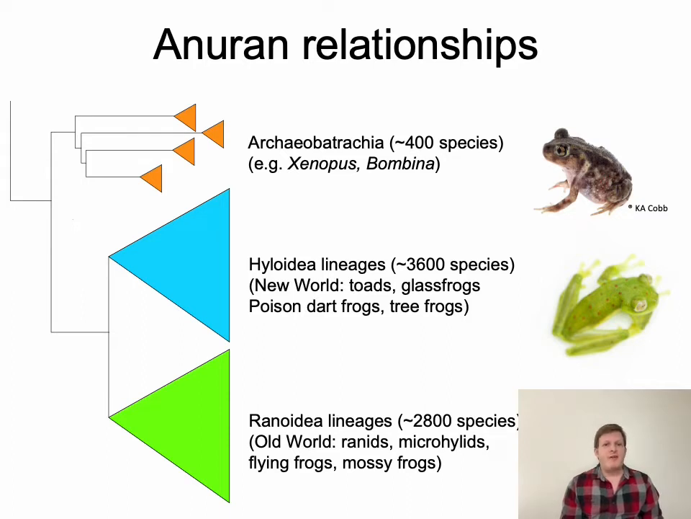Next is the Hyloidea lineages, which is the most species-rich and contains about 3,600 species. And these are well known from representatives in the New World such as toads, glass frogs, poison dart frogs, and tree frogs. And finally, there's the Ranoidea lineages, which are mostly from the Old World and are represented by ranids, microhylids, and flying frogs and mossy frogs.